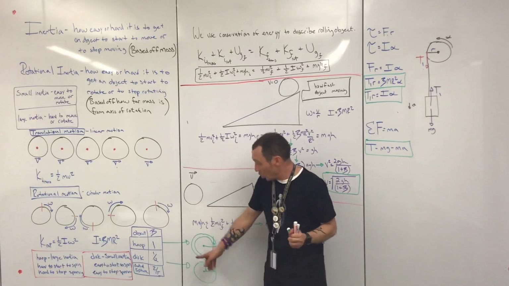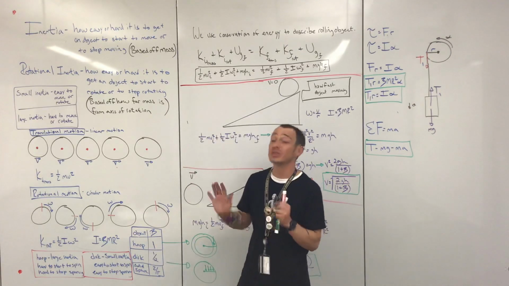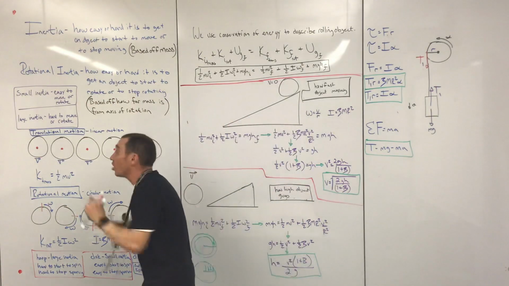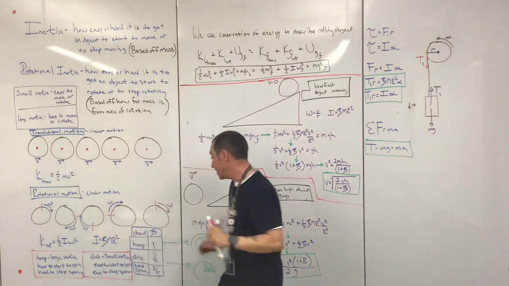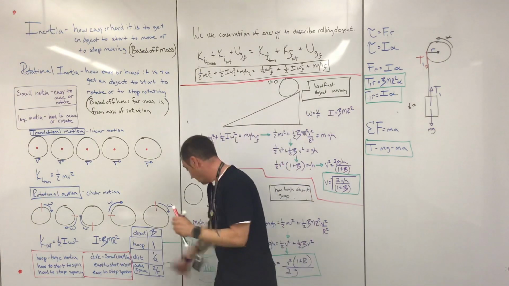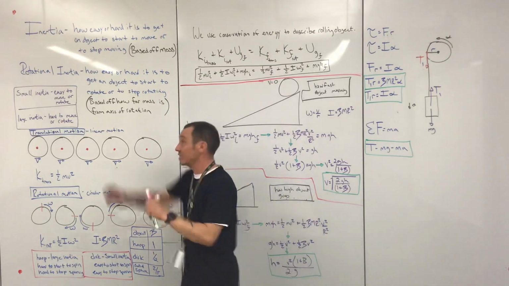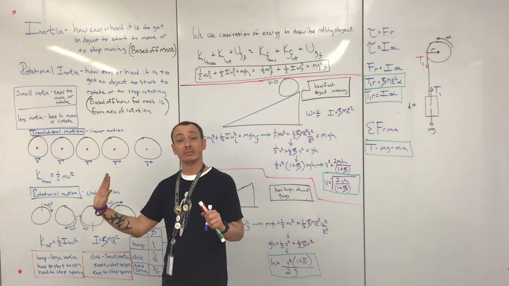So if a hoop has a larger inertia than a disc, that means a hoop is going to be harder to start to roll, right? And it's also going to be harder to stop rolling, okay? A disc is going to be easier, right? A disc versus a hoop. A disc is going to be easy to start to spin, but it's also going to be easier to stop spinning, okay?